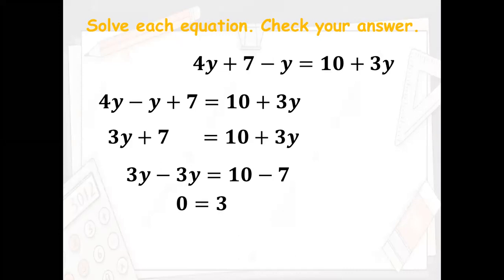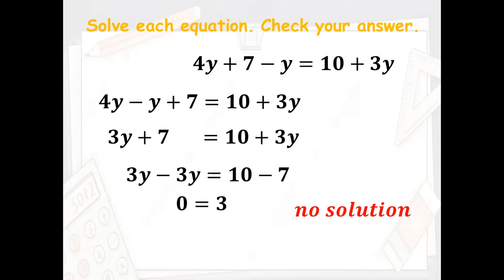So when the equation is not true, we write for such equations: no solution. As you know, an equation should have both sides equal. Now when the equation itself is not true, we just say that it has no solution.